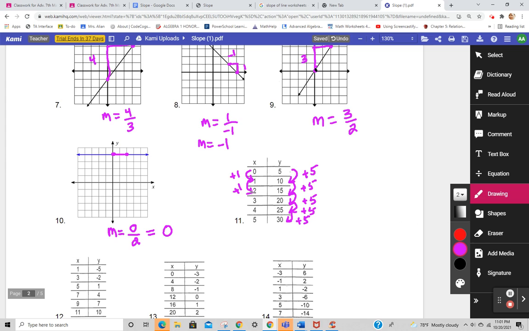Add 1. Add 1. Add 1. So now to find the slope, it's the change in y.